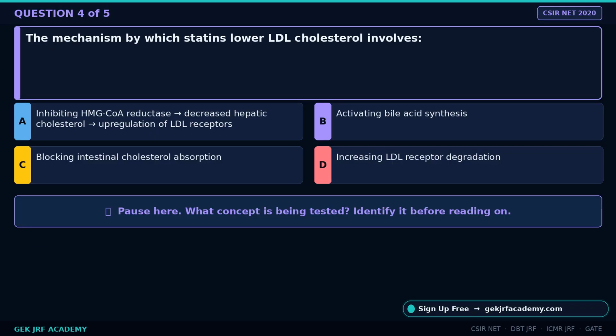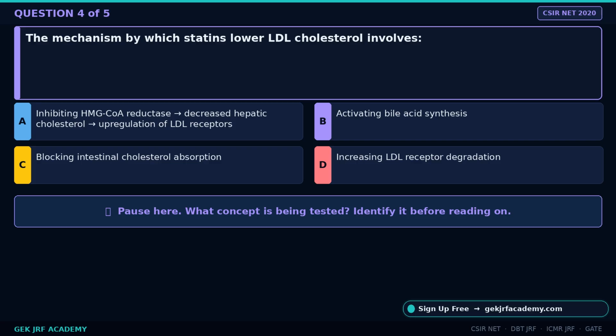Question 4. The mechanism by which statins lower LDL cholesterol involves. Option A. Inhibiting HMG-CoA reductase, leading to decreased hepatic cholesterol synthesis, which in turn triggers upregulation of LDL receptors. Option B. Activating bile acid synthesis. Option C. Blocking intestinal cholesterol absorption. Option D. Increasing LDL receptor degradation.